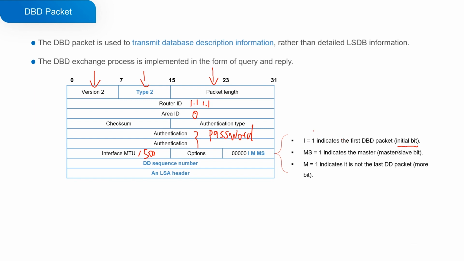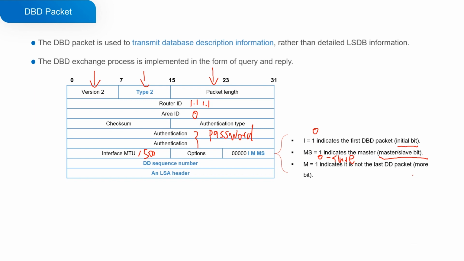Okay, and if the value is 0, it means this packet is not the first DBD packet. Next bit we call the master/slave bit. It is used to show whether this packet is sent from the master or the slave. If the MS bit is 1, it means this packet is from the master. If the value is 0, it means the slave. So this is the MS bit, and next is the M bit.